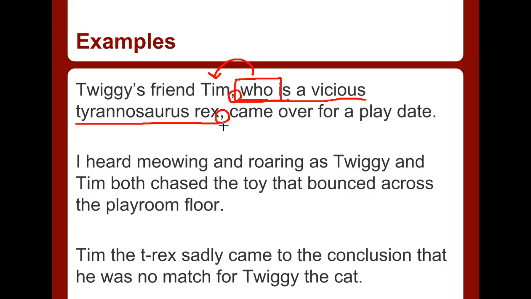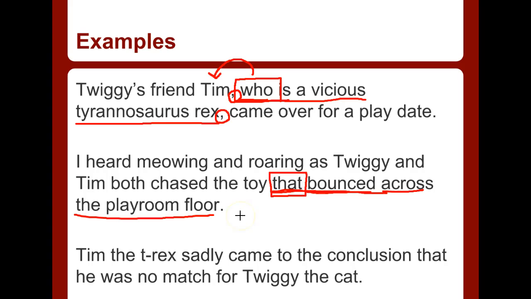The next sentence reads like this. I heard meowing and roaring as Twiggy and Tim both chased the toy that bounced across the playroom floor. Once again, I go back to that list of words that we wrote down, and I see that the word that starts an adjective clause. That is my subject. Bounced is the verb. This here, across the playroom floor, is a prepositional phrase. It is a modifier. So the entire clause is that bounced across the playroom floor.